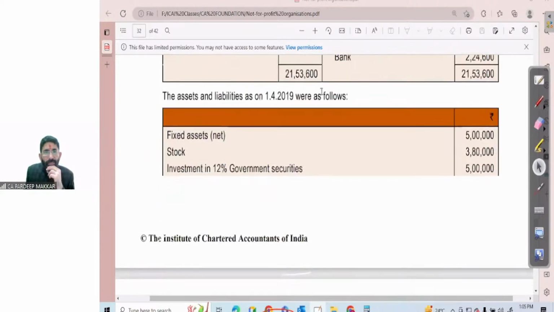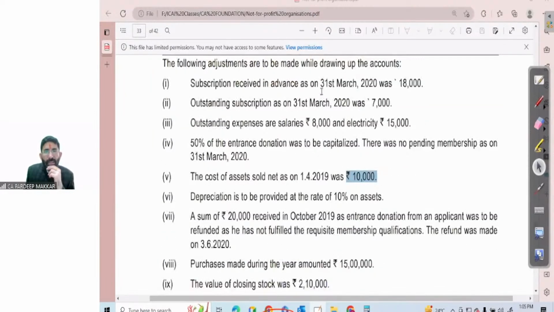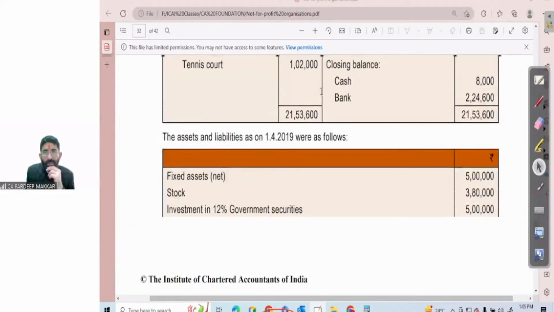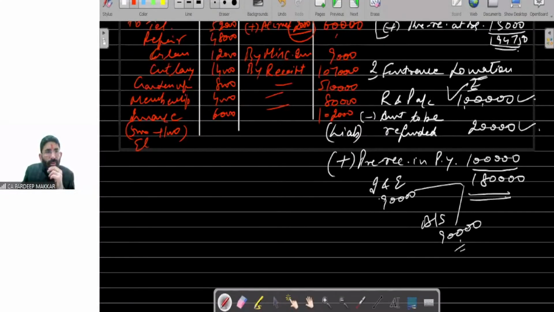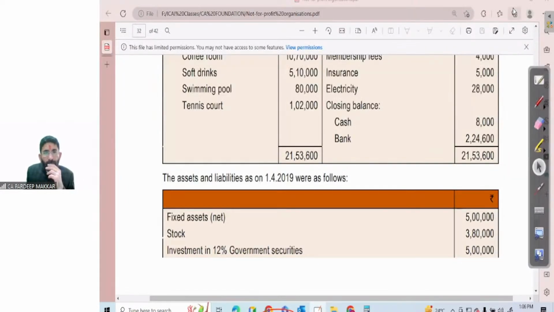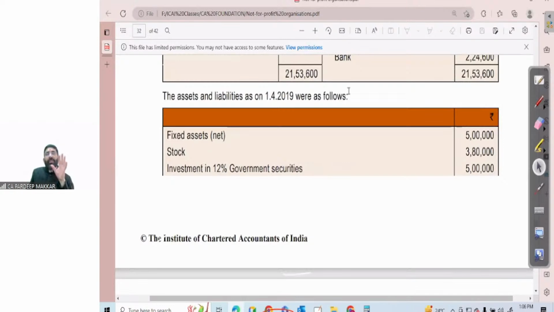Electricity, 28. Yes, electricity expenses are given to you, 15,000 outstanding at the end. So this is to be added. 15,000 is to be added to 28, so 43,000 will be entered. 28 plus 15. Presentation should be given properly. I don't think this is the way of presentation. That should be better. This is just a saving of time. I think we have entered all the items given in your receipt and payment account.